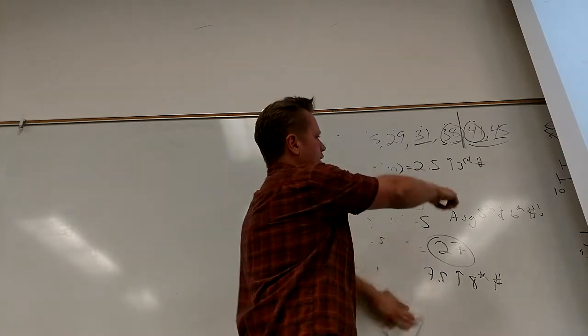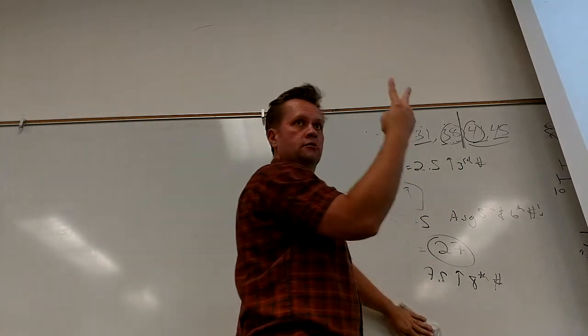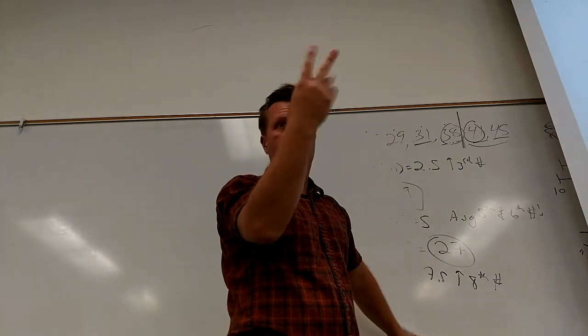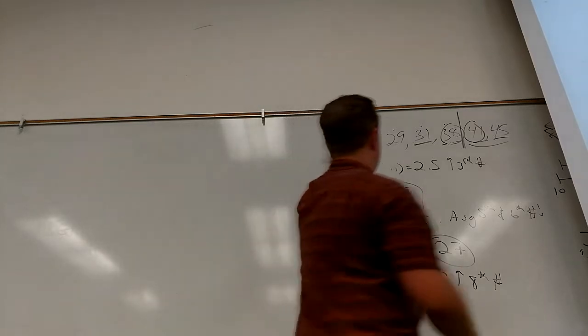So why was I always dividing by 2 here? Because we were only adding 2 numbers. So of course I'm going to divide by 2 to get the average.